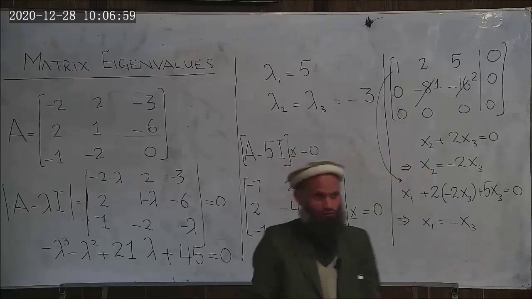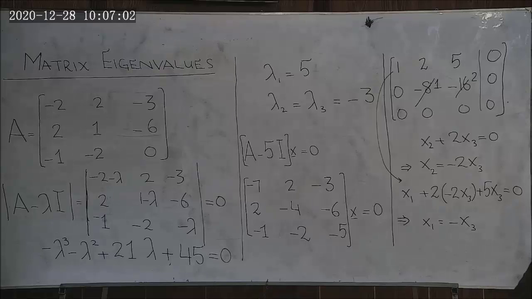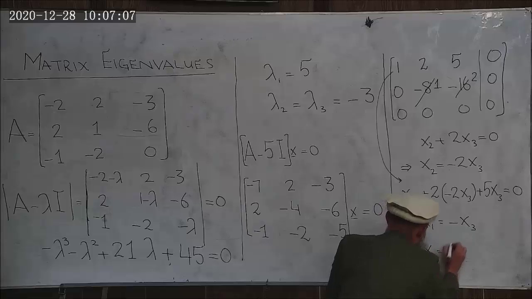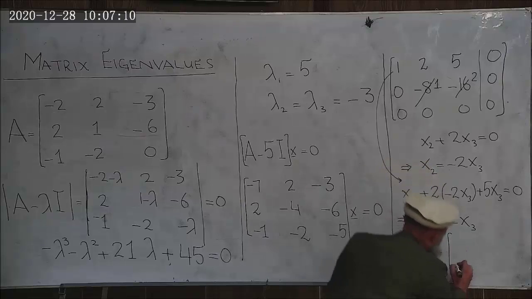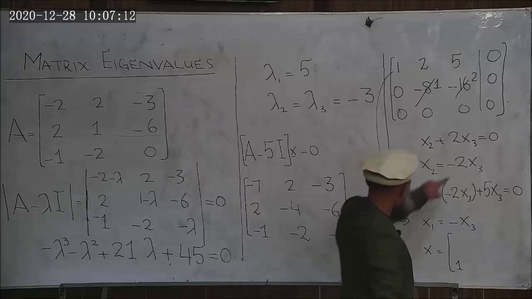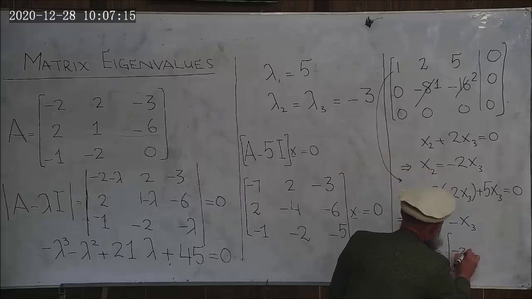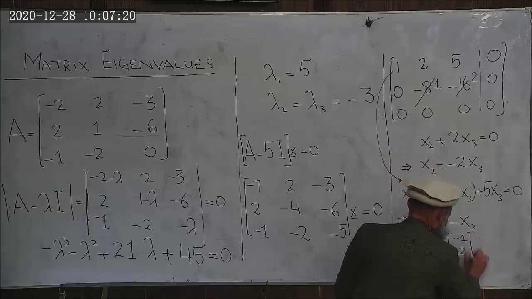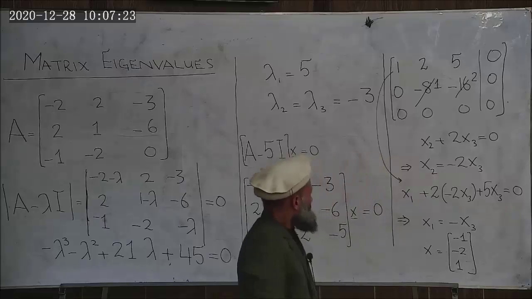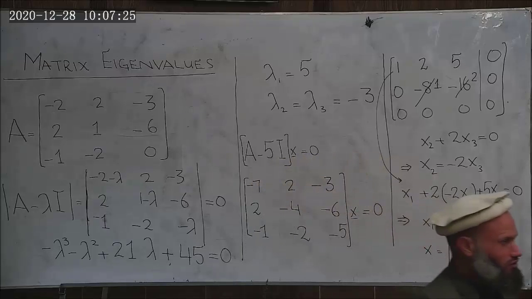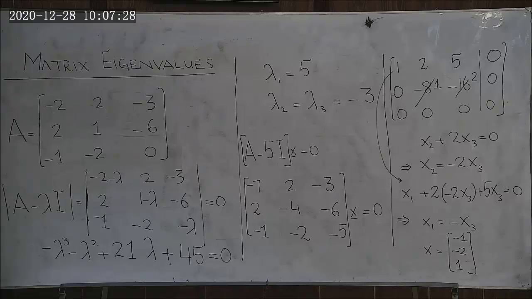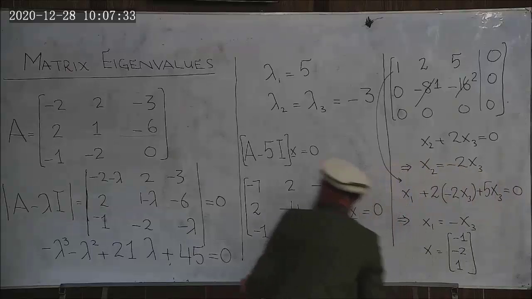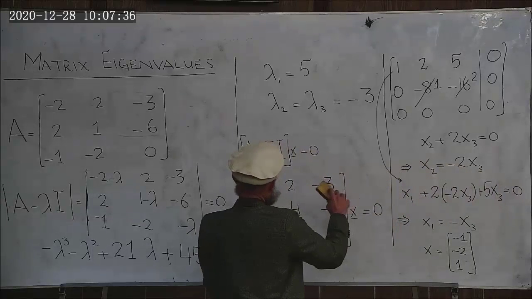And how many solutions are there? Infinitely many solutions. One solution is given by, if I take for example x3 equal to 1, then x2 is equal to minus 2 and x1 is equal to minus 1. So corresponding to this eigenvalue, we have found an eigenvector. Similarly, corresponding to the second eigenvalue, we find an eigenvector.